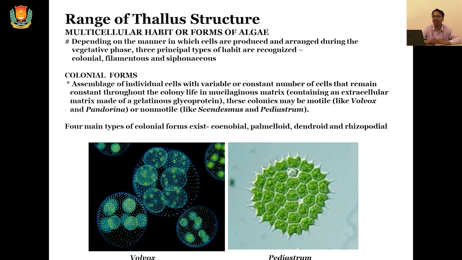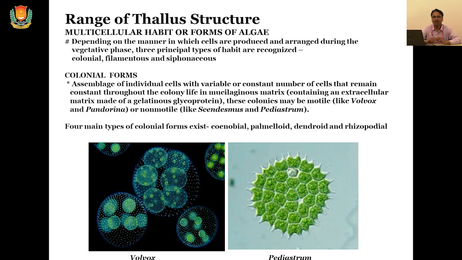So in multicellular habit or forms of algae, depending on the manner in which cells are produced and arranged during the vegetative phase, three principal types may be categorized. These principal types are colonial forms, filamentous forms, and siphonaceous forms. Within the colonial types also, there are different types. Within the filamentous also, there are different types. And within the siphonaceous also, there are different types. We will go through them one by one.